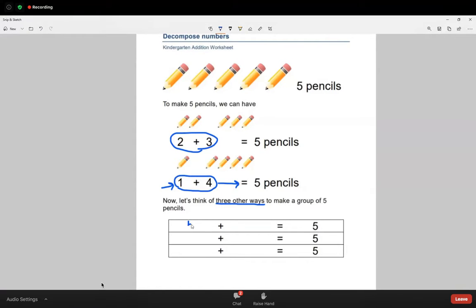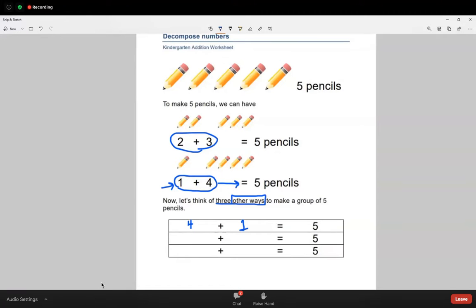What happens if you change the order? What if you do 4 plus 1? Does that still equal 5, or does that change it? And does it no longer equal 5? It doesn't change. Yeah, so instead of 1 plus 4, if you want to write a different way, because it says other ways right here, we can just switch the order and do 4 plus 1.